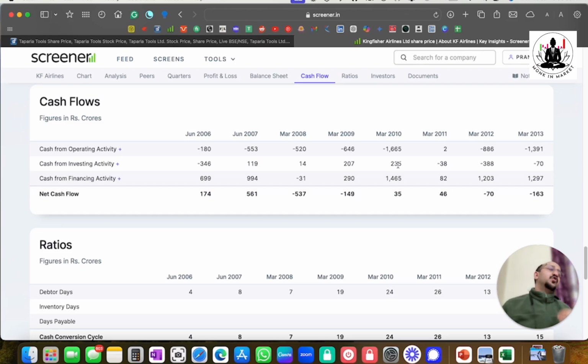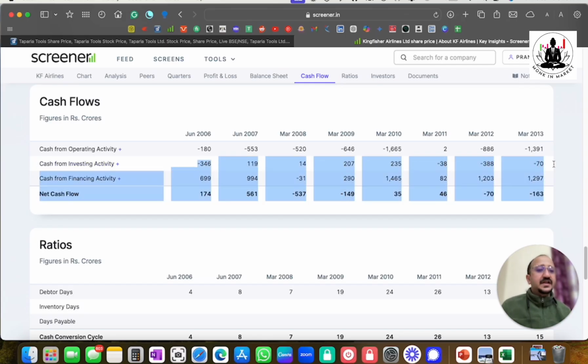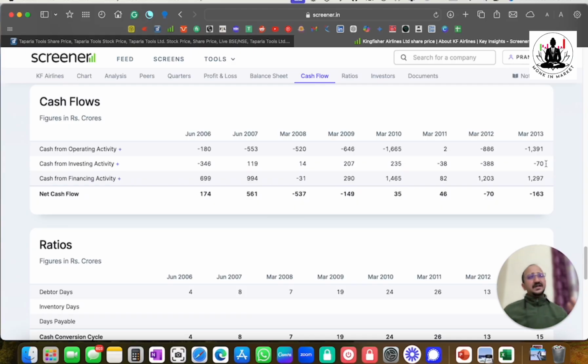It could be they were selling their investments. They were liquidating their investments. So this central line, investing activities, could be considered as a good thing or a bad thing because on average it's sometimes positive, sometimes negative. But straight away it's a complete no just seeing the first line. Now let's see the last one.